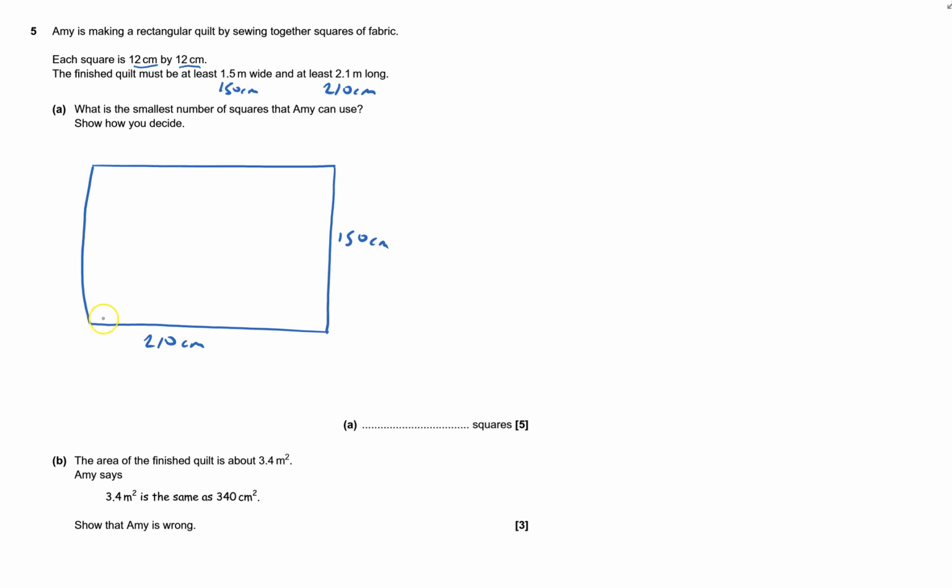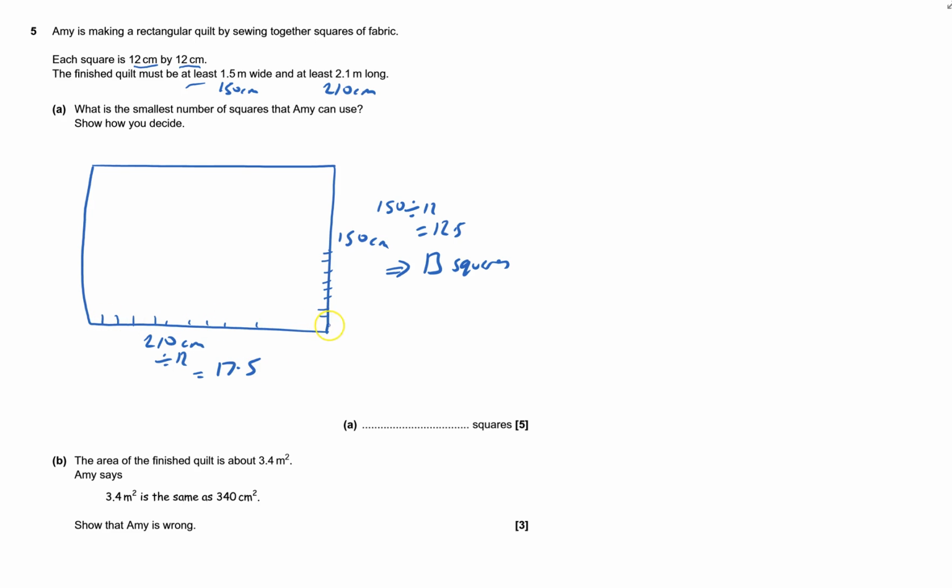And I need to know how many of these 12s fit all the way along here, and then how many 12s fit up here, and then we can multiply this together, see how many we got. So here I'm going to do 150 divided by 12, and that is 12.5. So 12.5 squares, but it's got to be at least this big, so therefore it's going to be 13 squares up there. And I've got to do 210 centimeters divided by 12, and that equals 17.5 squares.